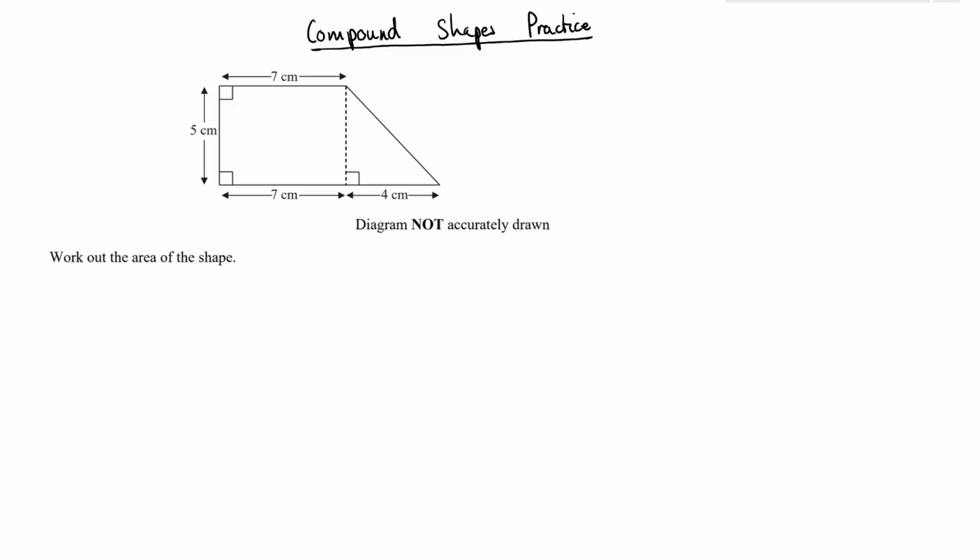Hello and welcome back to another video. In this video we're going to go through some exam practice on how we would calculate the areas of some compound shapes. Okay, so first up we have a shape where they've already quite nicely outlined the fact that it's split into a rectangle and a triangle, and they want us to work out the total area of this shape.